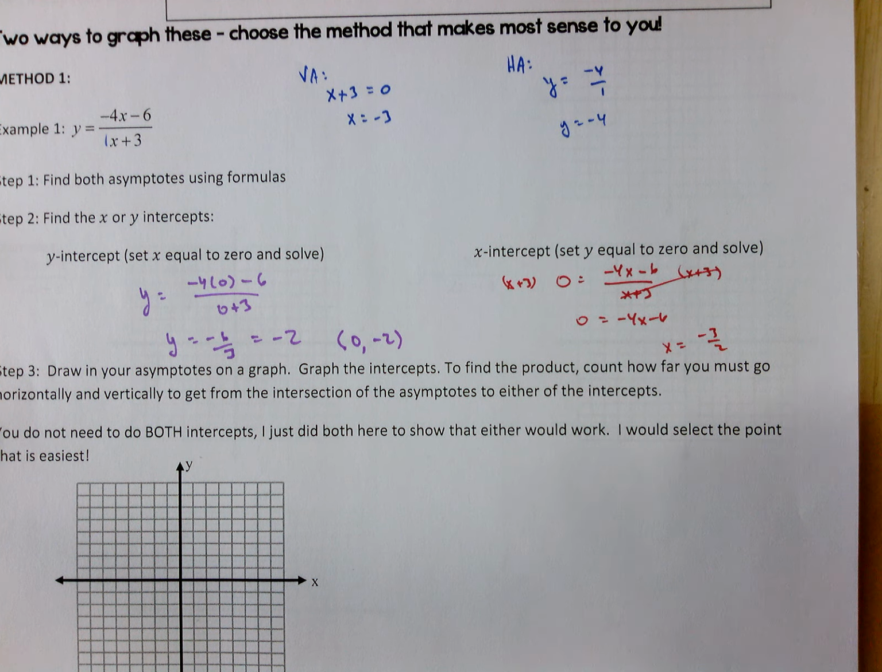So really, solving them is not more difficult for one or the other. They're pretty easy solves. This is going to be a little bit of a nicer point because it's whole numbers than that one. But that won't always be the case. It might be that sometimes the x-intercept's nicer.